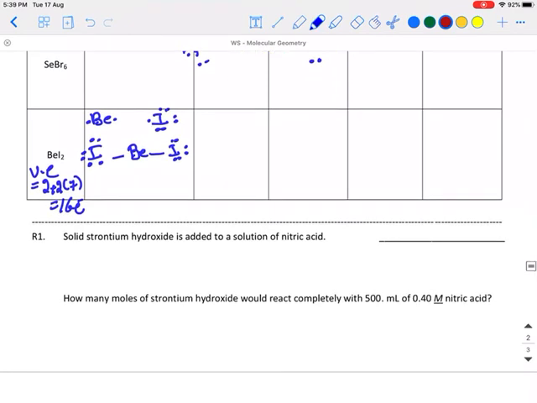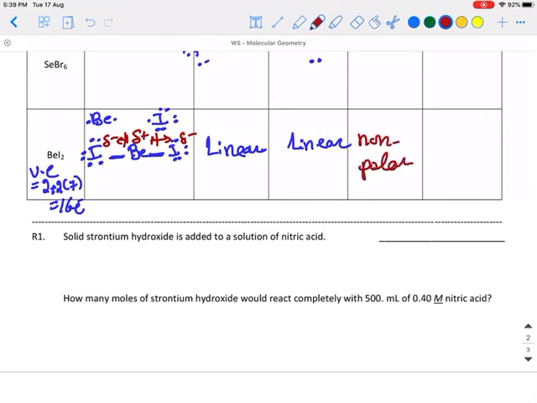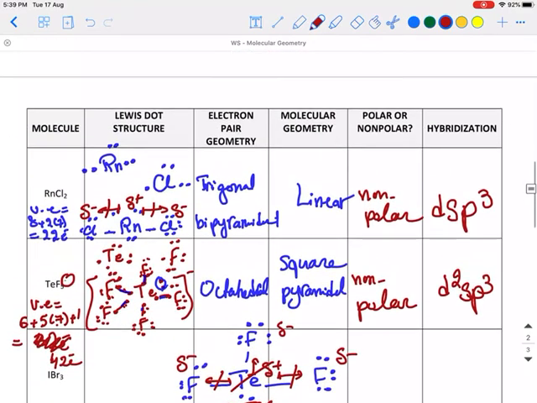Now, let us answer the question: what is the electron pair geometry? We have 2 bonds around it and no lone pair, which makes it linear. What about the polarity? Iodine is partially negative with respect to beryllium. Linear, so they cancel each other, so it is non-polar. And when we have 2 electron clouds around it, the type of hybridization is sp.